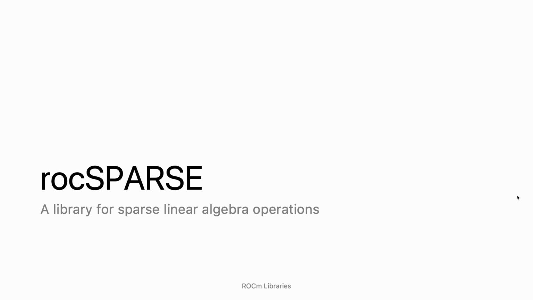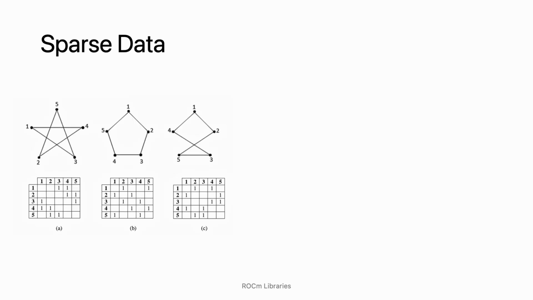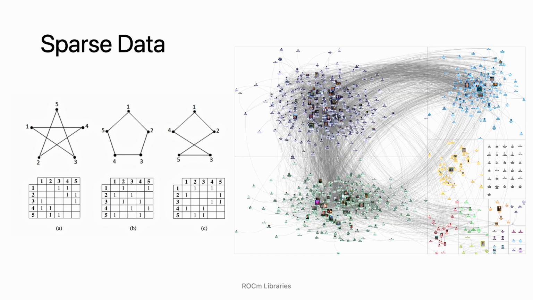In the previous video, we talked about the rocBLAS library, which provides the primitive APIs for linear algebra operations. In this video, we're going to introduce rocSPARSE, which is a similar library, but to work on sparse data. Sparse data is everywhere. For example, in network data, the connections are not between all the nodes. There are only a few connections, but all the nodes are involved.